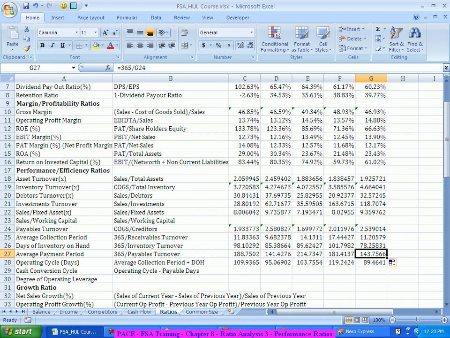Or I can even negotiate with my vendor. I'll pay you in 90 days. Would you give me some kind of credit? That is what is called trade credit. I'll pay you in 90 days, give me a 1 or 2% discount.